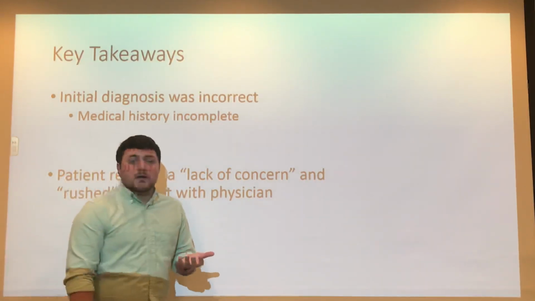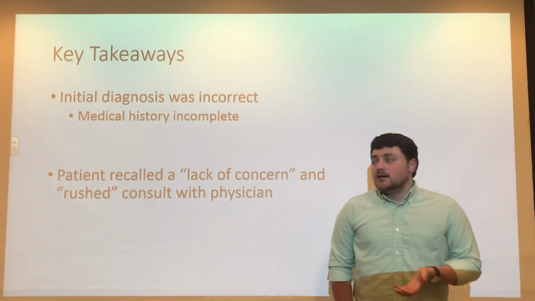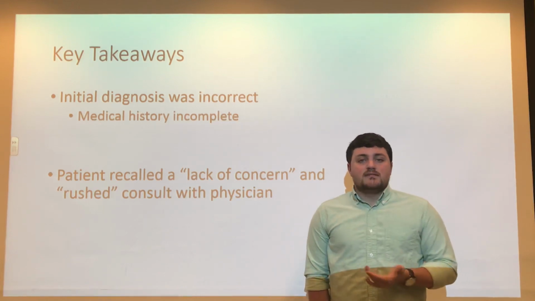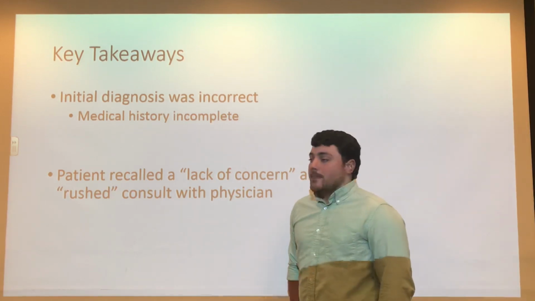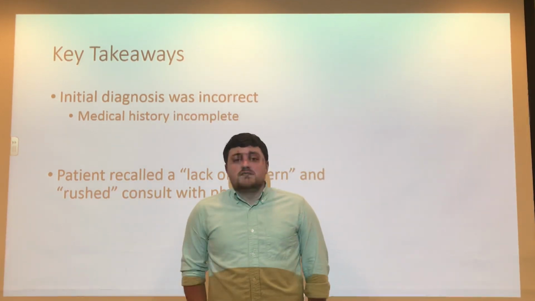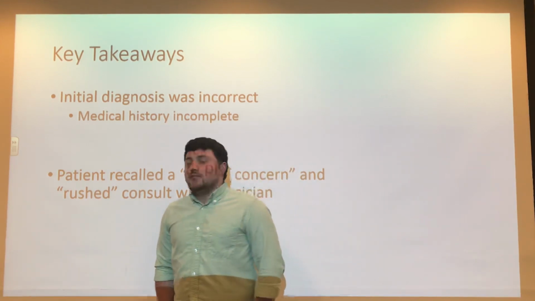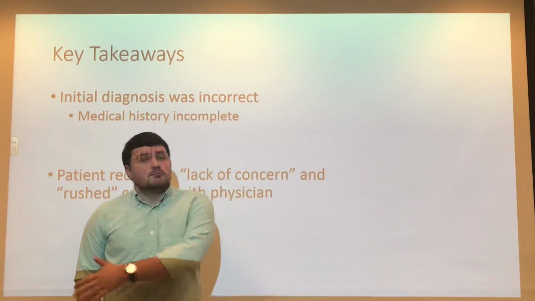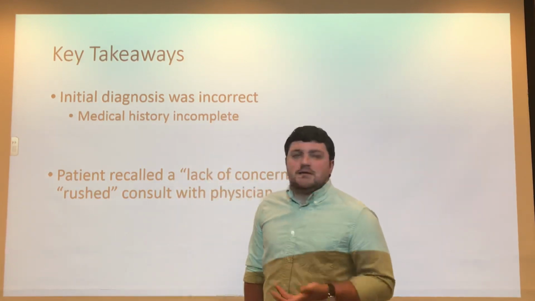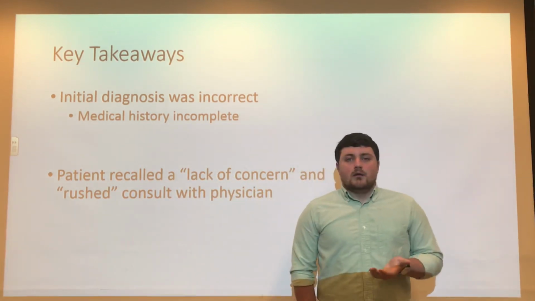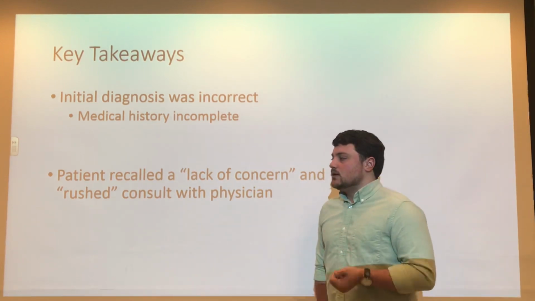I think some of the key takeaways from this case study, one of course is that the initial diagnosis was incorrect. And I think part of the reason for that is that the initial history was incomplete. Clearly the man had been exposed to high numbers of mosquitoes in an area where West Nile virus was being transmitted, but that was not known until after some of the more severe symptoms had manifested. And I think that just speaks to making sure that you have a complete history, not just with cases of West Nile, but in any case where you're trying to figure out what the disease is.